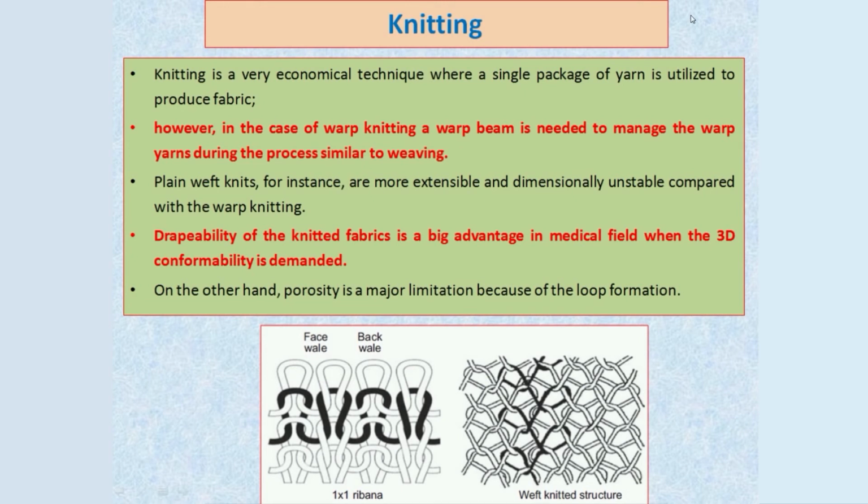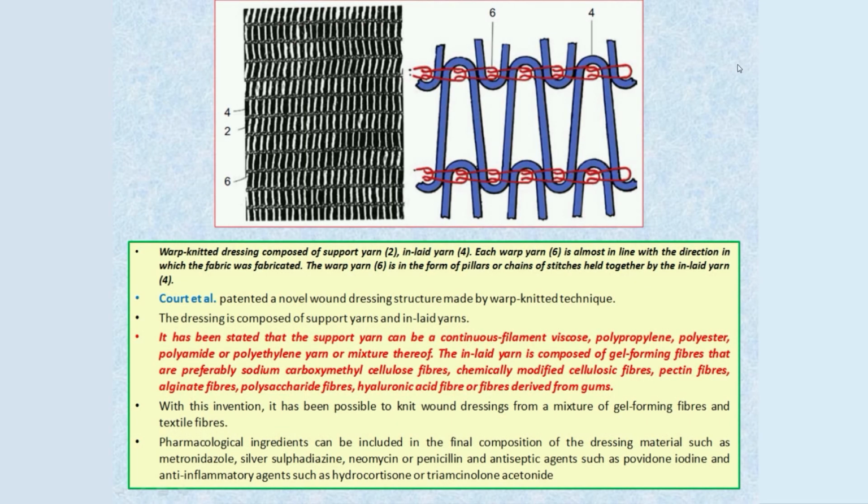And knitting is another technique. Knitting structures are generally more elastic and flexible compared with woven fabrics. So if extensibility and dimensional instability are required, we can also use knitted products instead of woven products. And this is one of the examples of patents on the market. As you can see, some blue and red yarns inside of these structures.